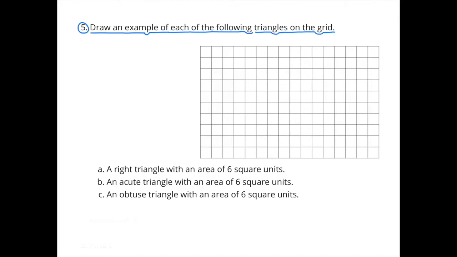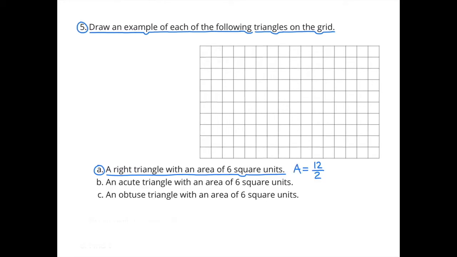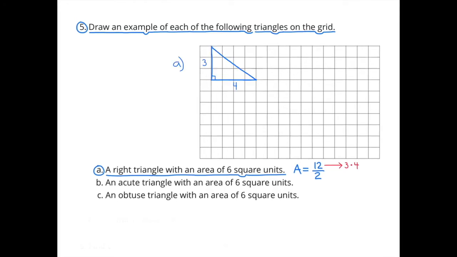Number 5. Draw an example of each of the following triangles on the grid. A. A right triangle with an area of 6 square units. First, I need to think of some dimensions for a rectangle that would equal 12, like 3 by 4. A triangle has half the area of a rectangle, so half of 12 is 6. If I make a triangle with a base of 4 and a height of 3, its area would be 6 because it's half the size of a rectangle. And I made sure it was a right triangle by having the height perpendicular to the base.